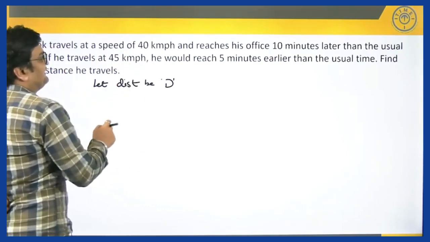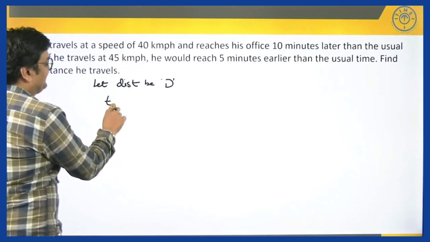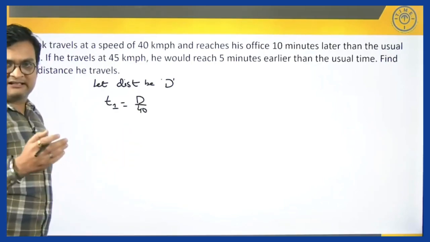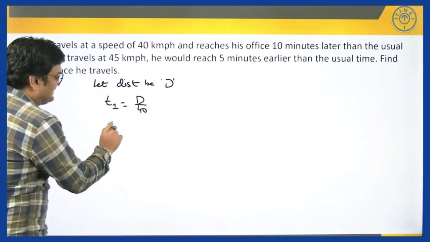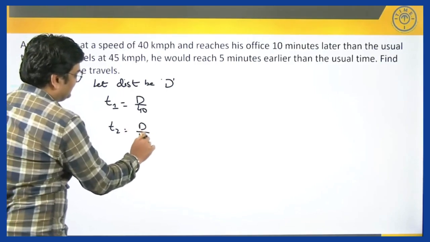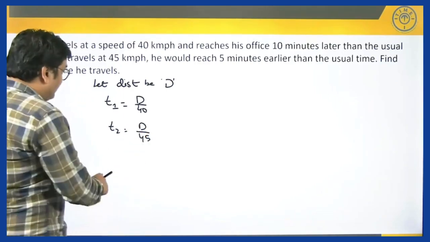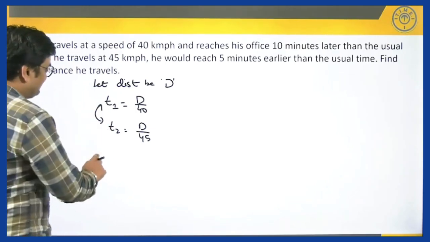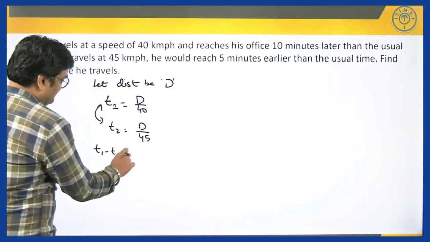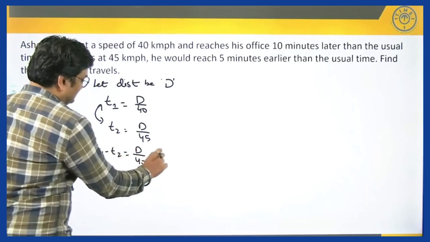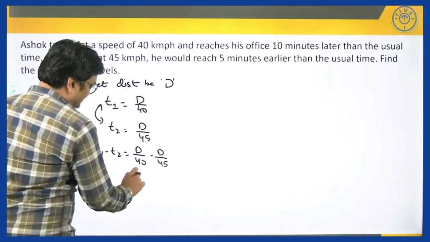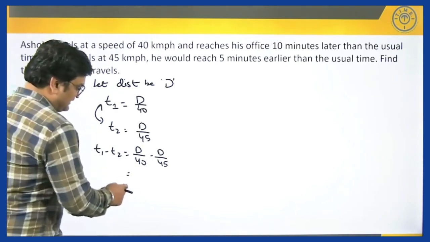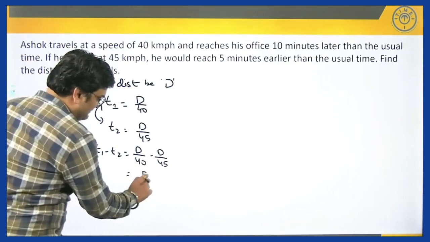So, in the first case he is traveling at 40 kmph. What will be the time taken in the first case? It will be d upon 40 hours, right, distance by speed. What will be the time taken in the second case? It is going to be d upon 45 hours. Now, when I find the difference between these two times, what will be t1 minus t2? t1 minus t2 will be d by 40 minus d by 45. If you take the LCM, what will be the LCM? 90, 180, 360, right, 360, 9 times and 8 times. So, it's going to be d by 360.